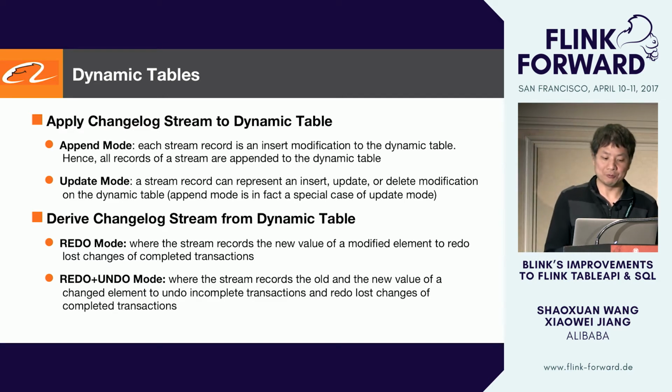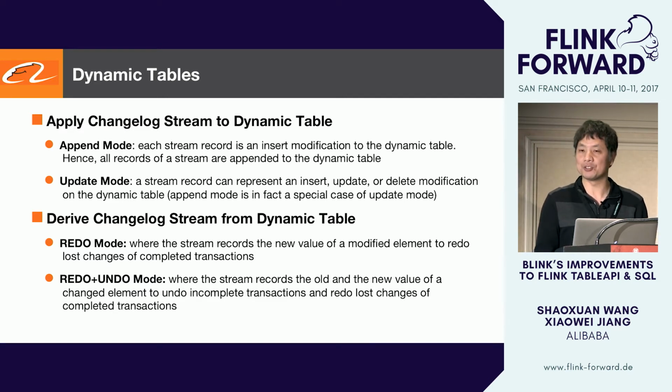On the other hand, when we derive a changelog from the dynamic table, we also have a little bit of freedom. When we derive this changelog, we may only include the new value of the updates. In this case, we call it redo mode, because this changelog is good for reproducing the dynamic table. But there is another mode, which is redo plus undo mode. In this mode, when an update happens, we not only include the new value in the changelog, we also include the old value. So if you play the log backwards, you can actually undo all the updates in your dynamic table.